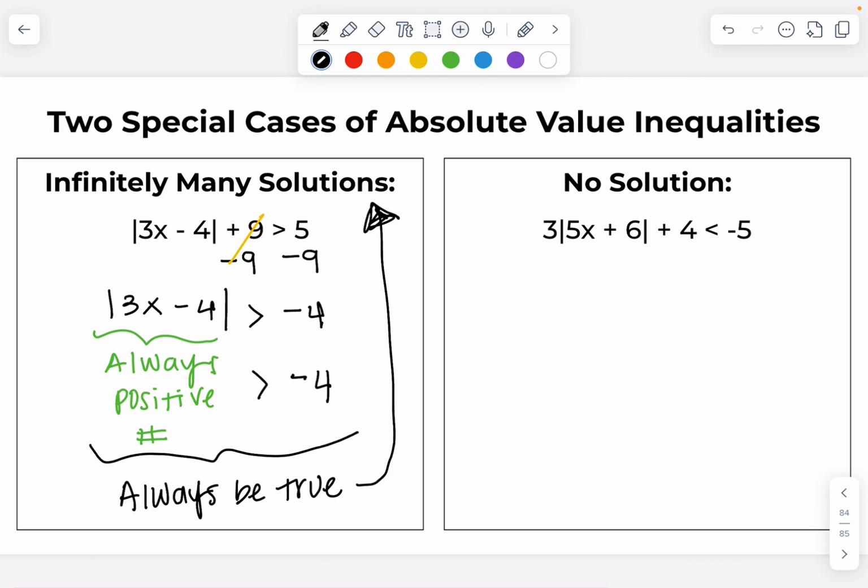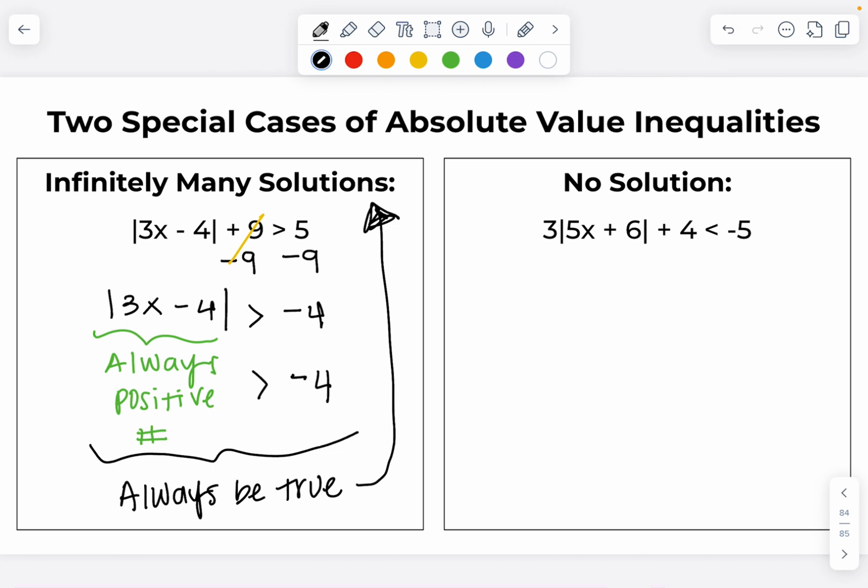Because again, absolute value bars means that no matter what, we are going to end up with a positive number. Any positive number is going to be greater than a negative number. Hands down, period. It doesn't matter what number it is, it will be greater. So that statement will always be true no matter the value of x. So that means we have infinitely many solutions.